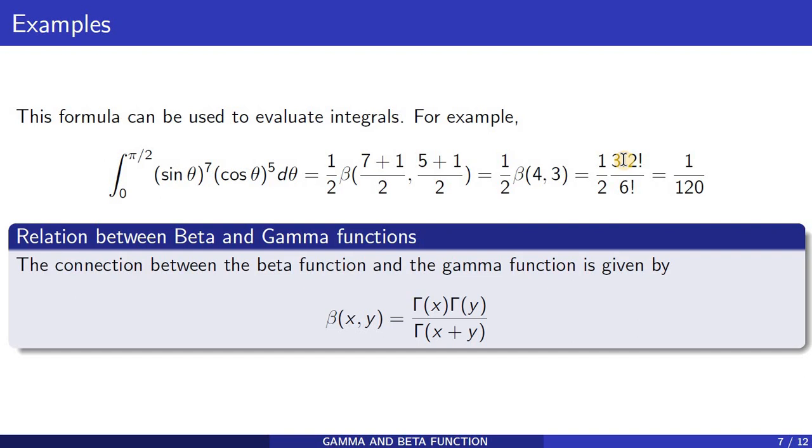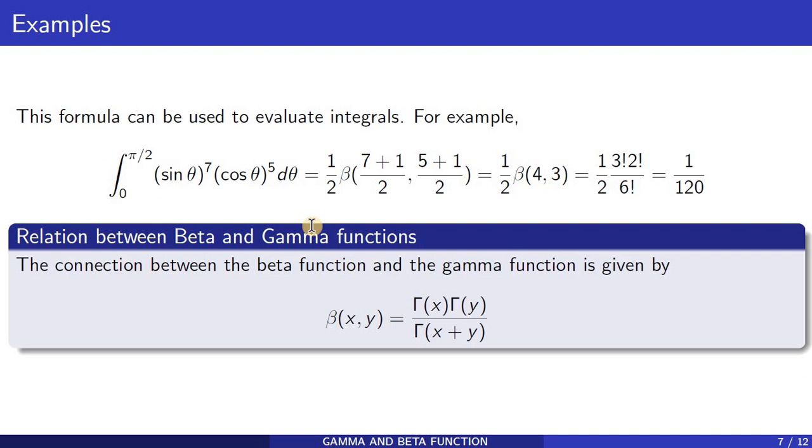It is 1 by 2 times 3 factorial into 2 factorial divided by 6 factorial. 1 by 2 is already there; 4 minus 1 factorial is 3 factorial, 3 minus 1 factorial is 2 factorial, divided by 4 plus 3 minus 1 factorial, which is 6 factorial. So when you calculate this, you can easily find that it is 1 by 120. So such integrals, whose sine theta and cos theta powers are odd numbers, can be expressed in terms of the beta function.